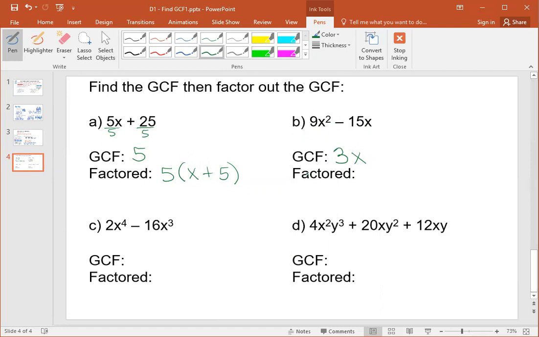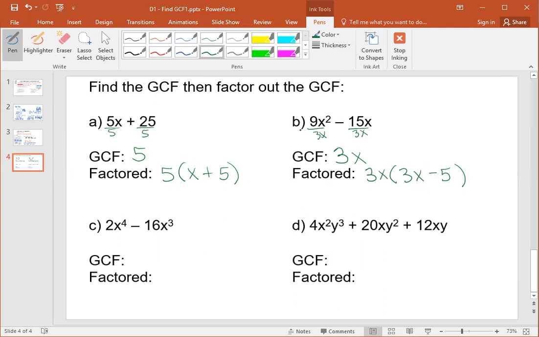So I'm going to divide everything by that GCF. My factored form is my GCF times whatever's left over. So 9 divided by 3 is 3. x squared, take away 1, is just x, minus 15 divided by 3 is 5. x, take it away, nothing left. So 3x times the quantity 3x minus 5.